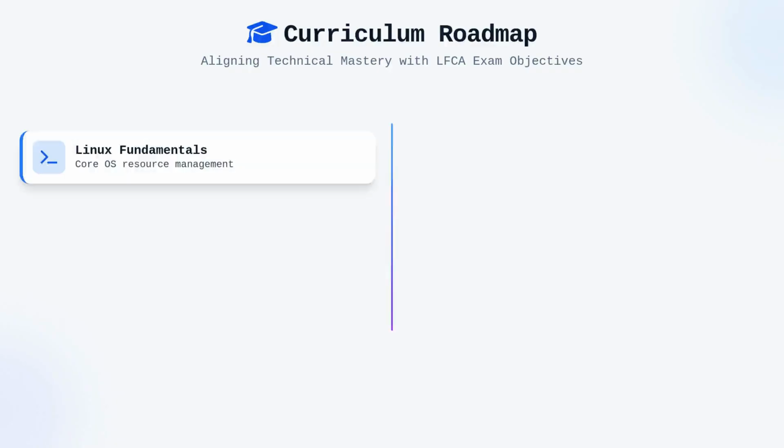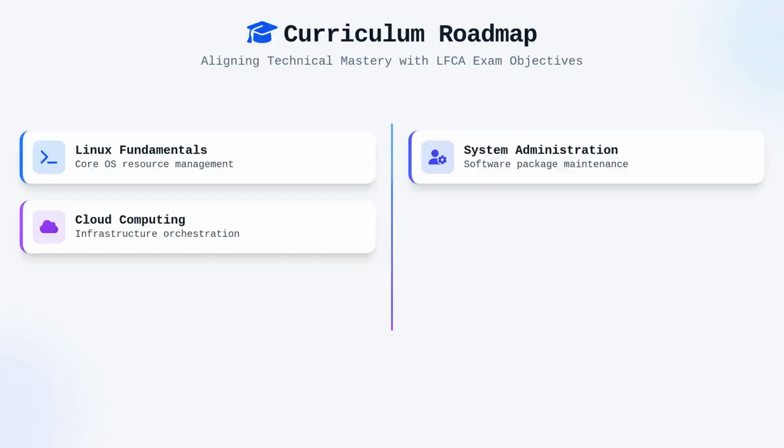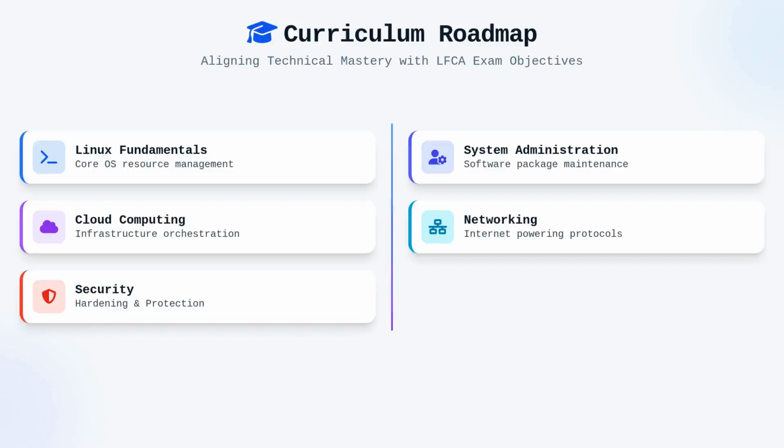The curriculum is structured into 6 comprehensive chapters that align directly with the LFCA exam objectives, starting from Linux fundamentals and moving through to system administration, cloud computing, networking, and security. We will explore how operating systems manage resources, how software packages are maintained, and how the networking protocols that power the internet actually operate. Each topic is chosen to provide a realistic view of what you will encounter in professional environments, whether you are managing a physical server or orchestrating infrastructure in the cloud.